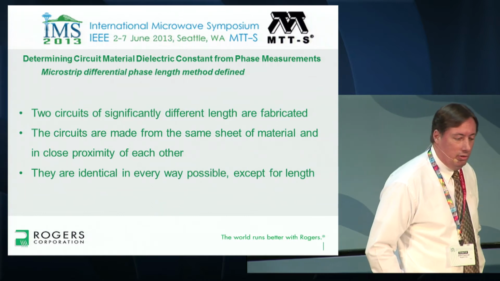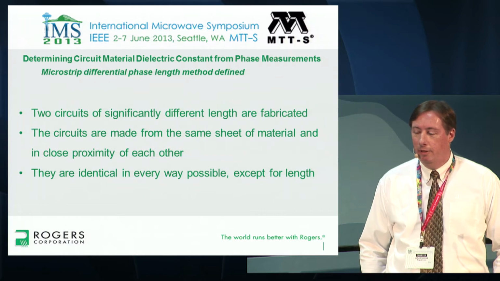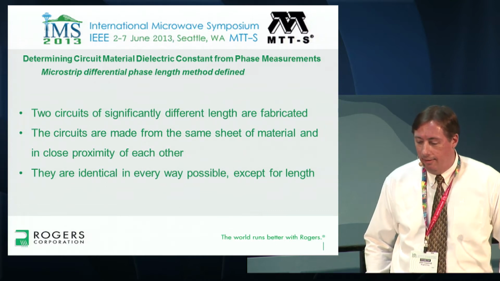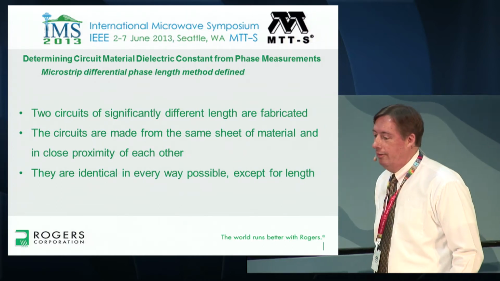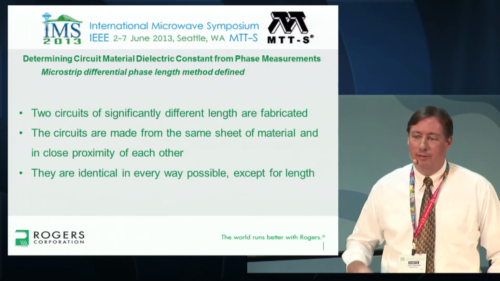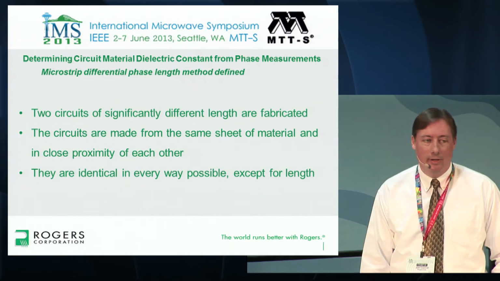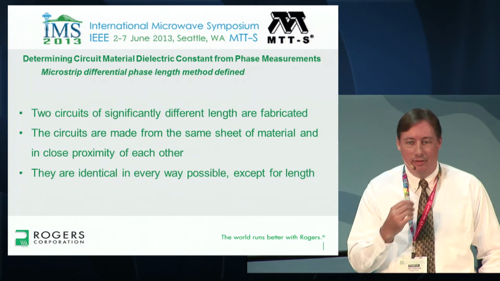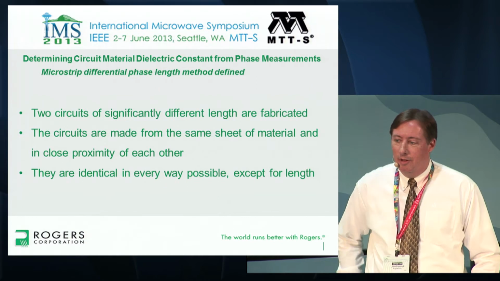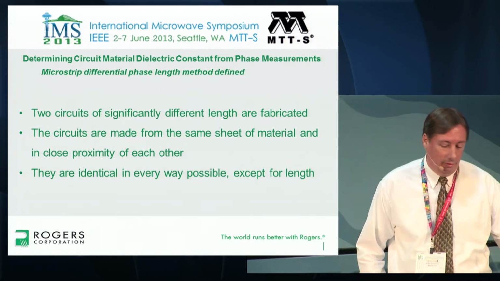And what you do is you build the circuits on the same sheet of material, and they will be in close proximity to each other, and you want to have them as identical as possible to each other. So you want to have the same circuit design, you want to have the same everything. And if you're going through a circuit fabrication process where you have copper plating, you want to make sure that the copper plating is consistent. So as much as possible, you want these circuits to be exactly the same except for the physical length.